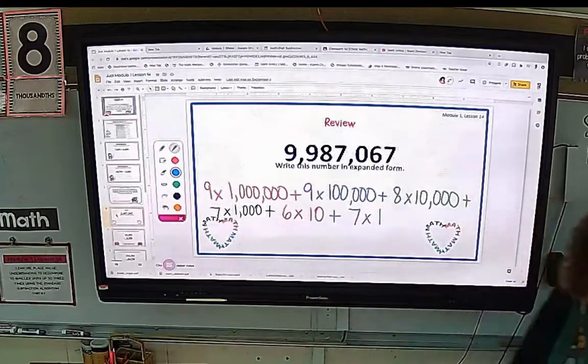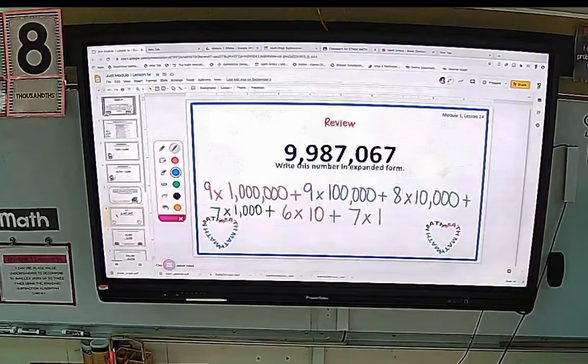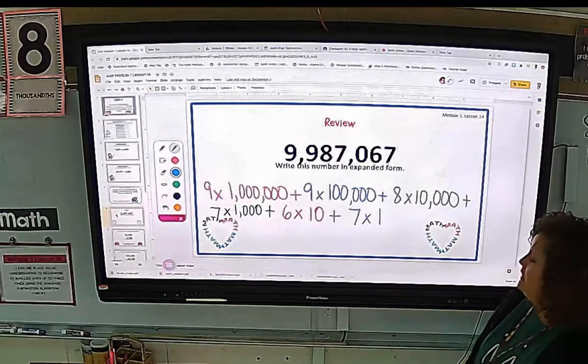Okay, please quit snapping those. All right, let's put our eyes up here, guys. So once you're done writing that, put the marker down. Okay, don't let it be a distraction to you.